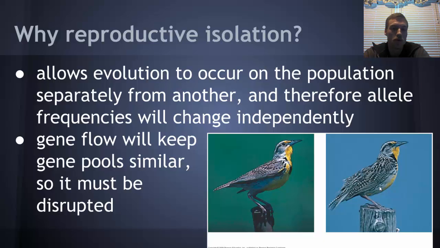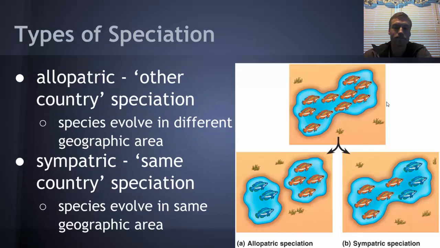If there is reproductive isolation and there's no gene flow, then those alleles are never going to cross from one group to the other, and so therefore you will get evolution occurring on each of them independently. And you can see right here that we've got two different species of birds. You can see some slight differences in their shape, or not necessarily shape, but their coloration.